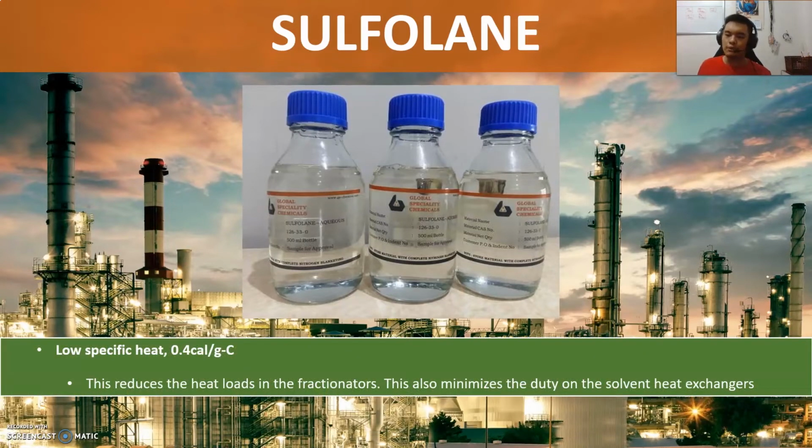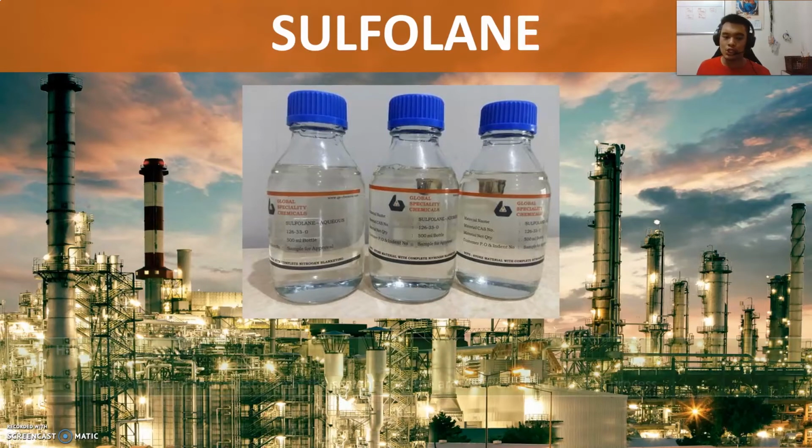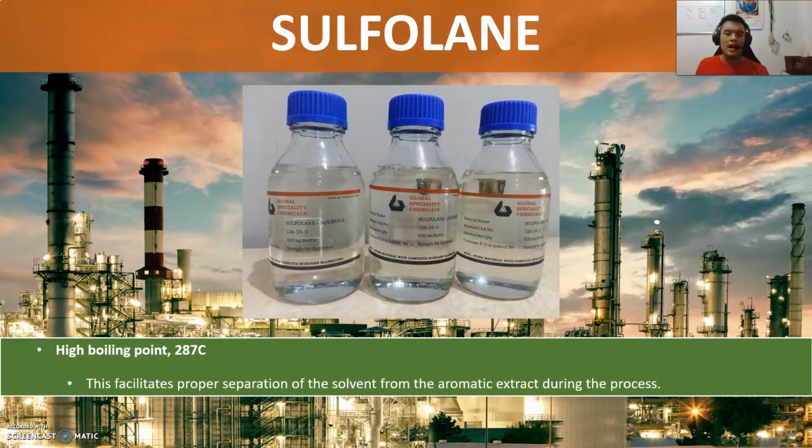Another notable property of sulfolane is its low specific heat of 0.4 calories per gram per Celsius. This reduces the heat loads in the fractionators. This also minimizes the duty on the solvent heat exchangers. And lastly, a high boiling point at 287 degrees Celsius. This facilitates proper separation of the solvent from the aromatic extract during the process.